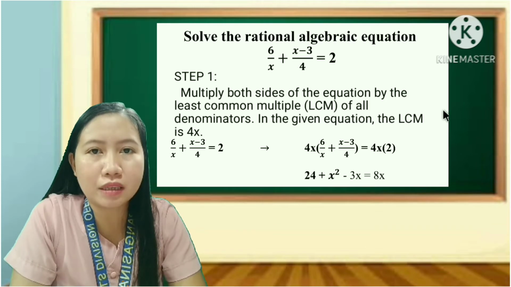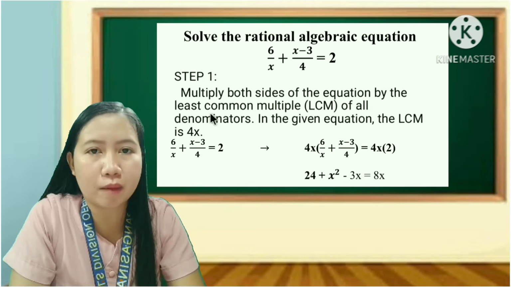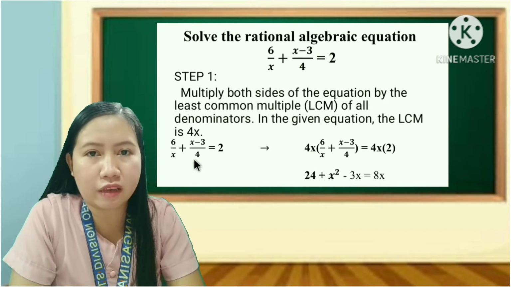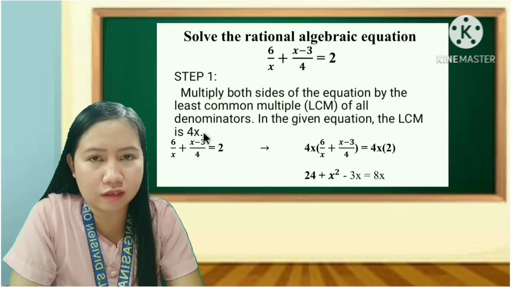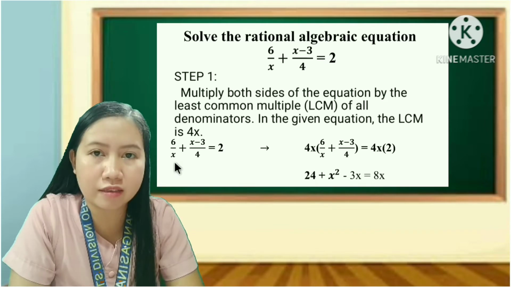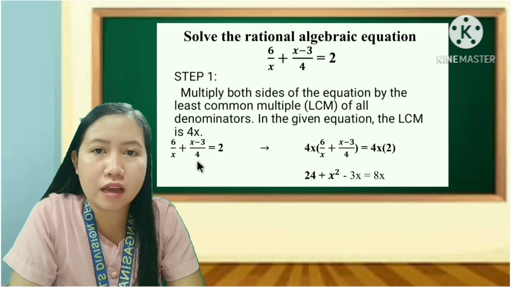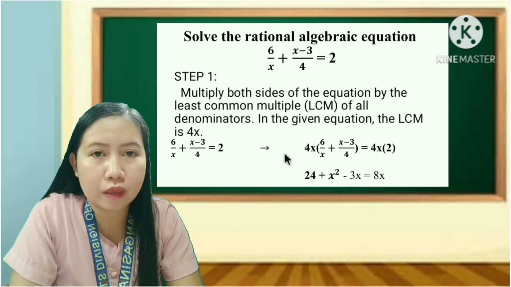So step number 1, multiply both sides of the equation by the least common multiple or the LCM of all denominators. The denominators are located at the bottom of this equation. So we have the x and 4. In the given equation, the LCM is 4x. Since our denominators are x and 4, we're just going to multiply these two denominators. We will get now the least common multiple of this equation.